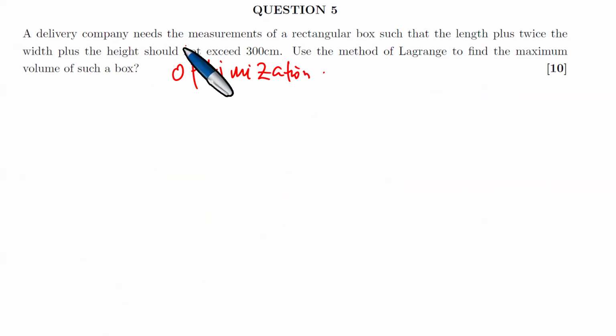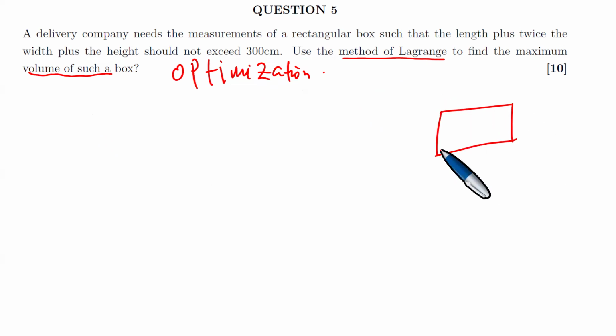Now, a delivery company needs the measurements of a rectangular box such that the length plus twice the width plus the height should not exceed 300 centimeters. Use the method of Lagrange to find the maximum volume of such a box. Let's discuss the method of Lagrange. Remember that we're finding the maximum volume of such a box.